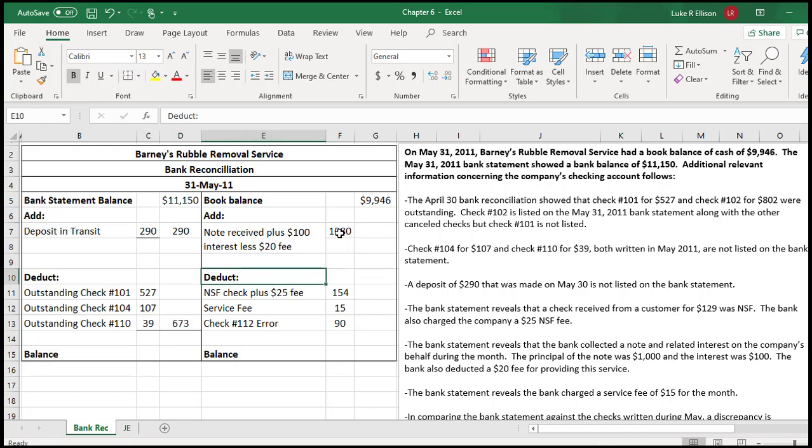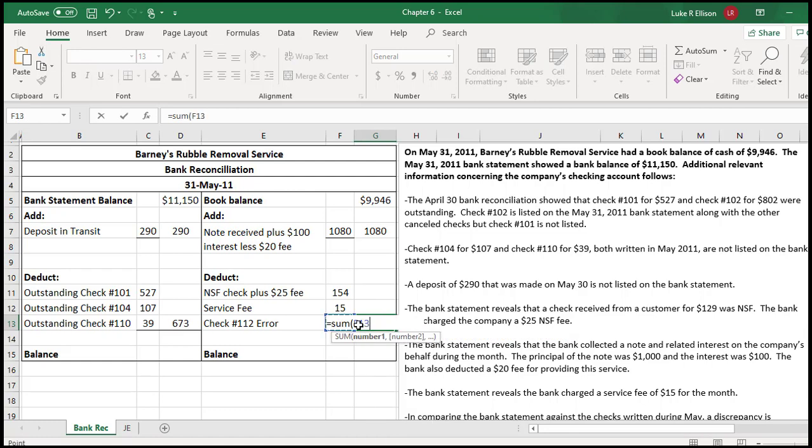And then we only have one number over here, so we can just copy that to the right-hand column. We have three numbers over here, so we can total those up.